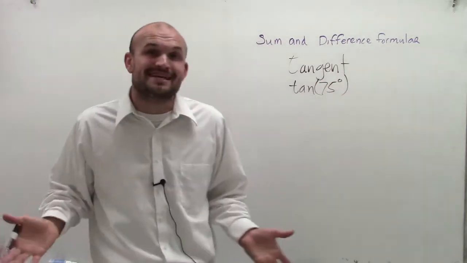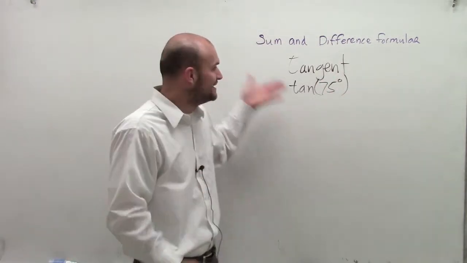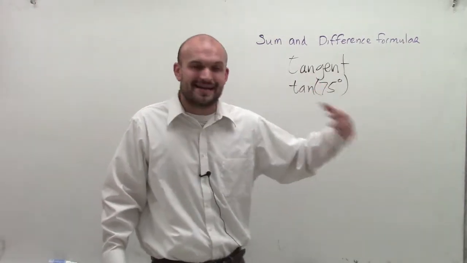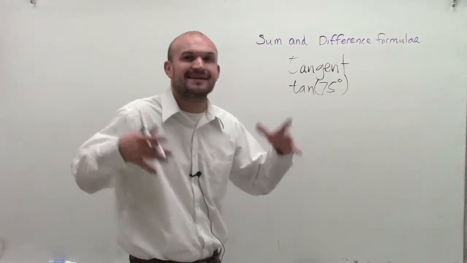degrees. If I want to find the tangent of 75 degrees, just like sine and cosine, I can plug it in my calculator, but I'm going to get an approximation. It's not going to be on my unit circle. I can't find my exact value. So I need to apply the tangent function.